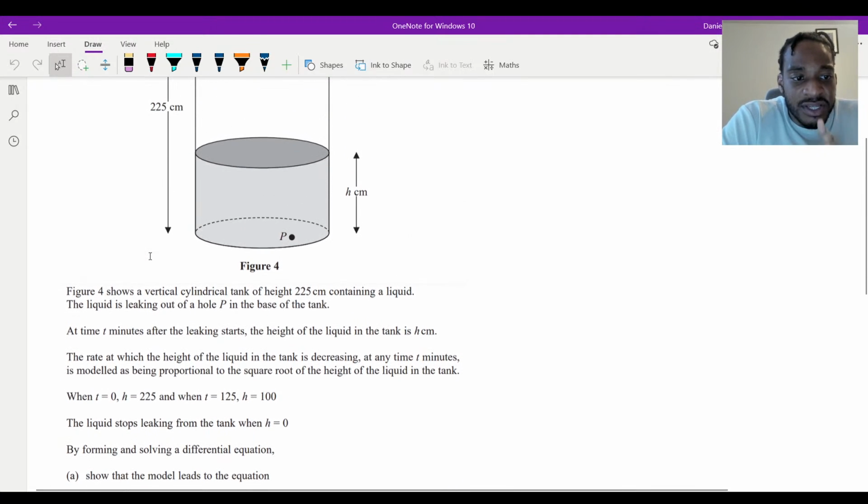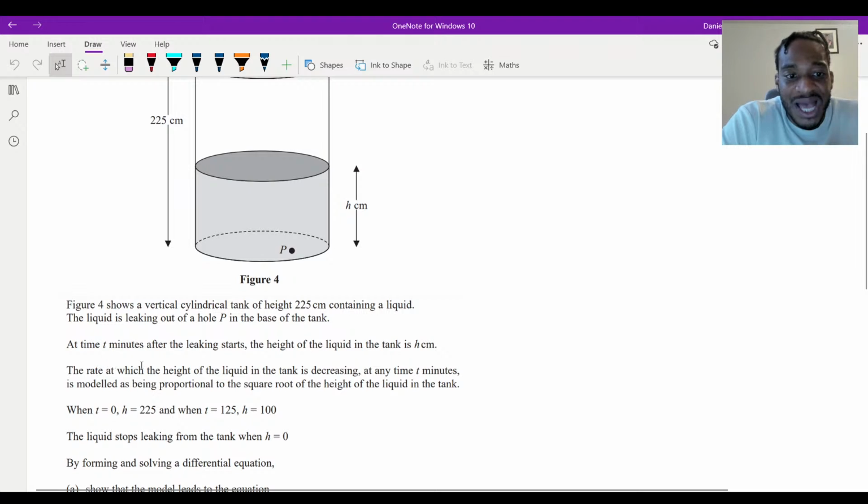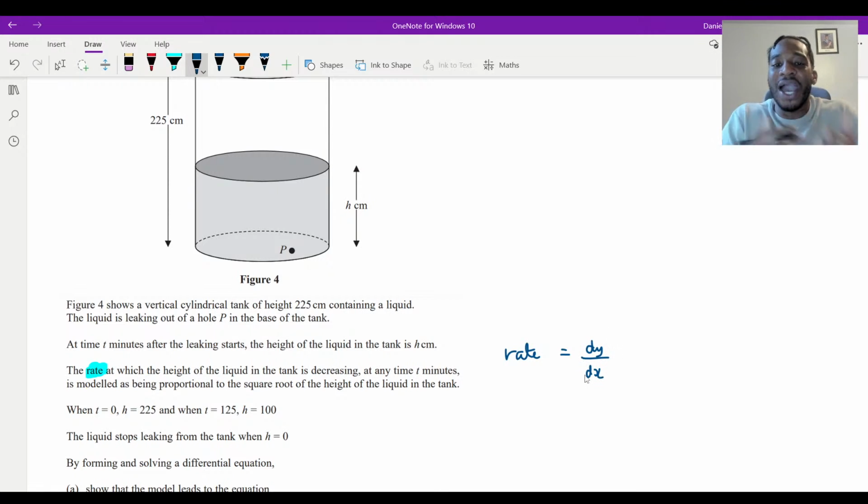Now, they told me here that the rate at which the height of the liquid in the tank is decreasing is proportional to that. Now, I always tell my students this. If you see that word rate anywhere in A-level maths in any paper, that word rate just literally means dy over dx. It just means a derivative, right? Obviously, I'm just using y and x because that's the main thing that we use. But it says the rate at which the height of the liquid in the tank is decreasing. So the rate at which the height, for me, that just tells me that the height is changing, dh, with respect to what? Well, time is going on. That's dh by dt right there.